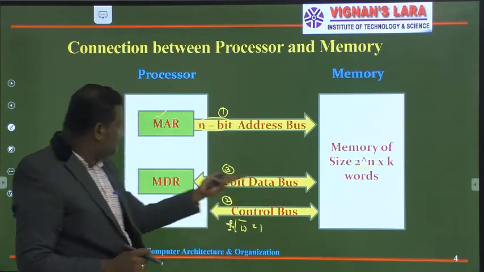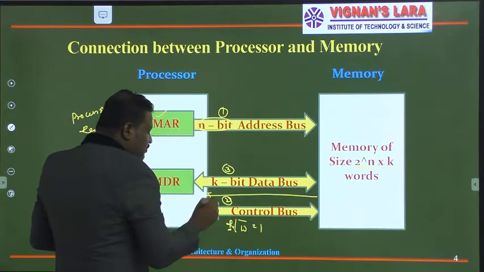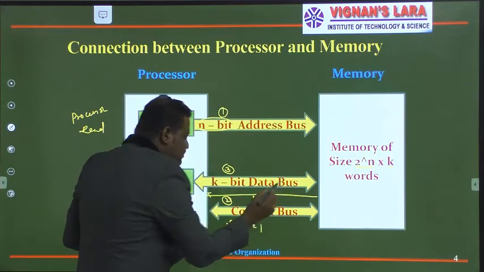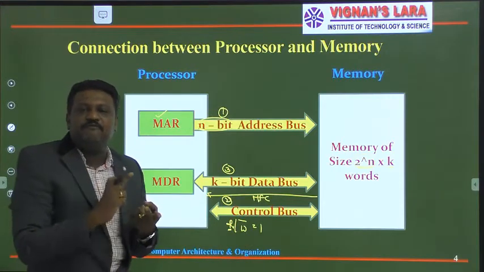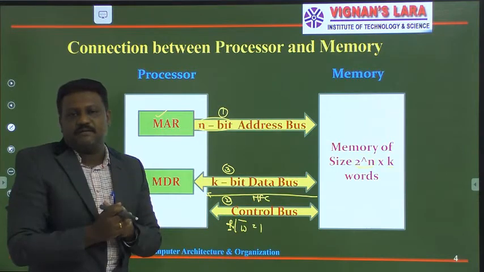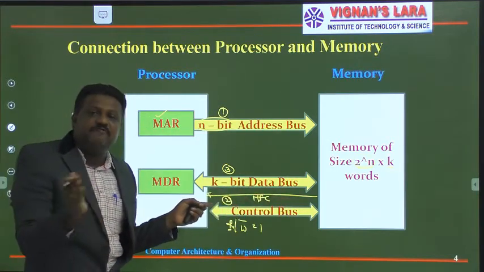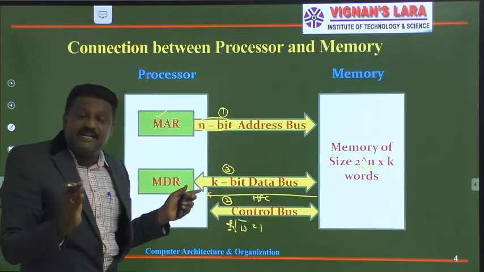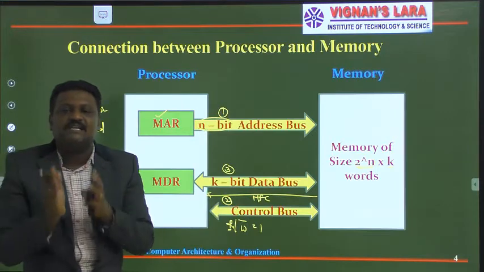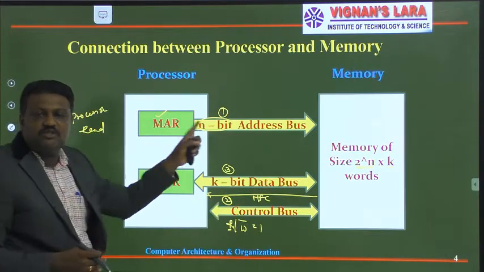Later it will inform the processor by issuing another signal, which again comes under the control bus, which is MFC. That means memory function complete. Once your processor receives the MFC signal, that indicates that your memory has finished the task assigned by the processor. Here, what is the task that was assigned by the processor to the memory?